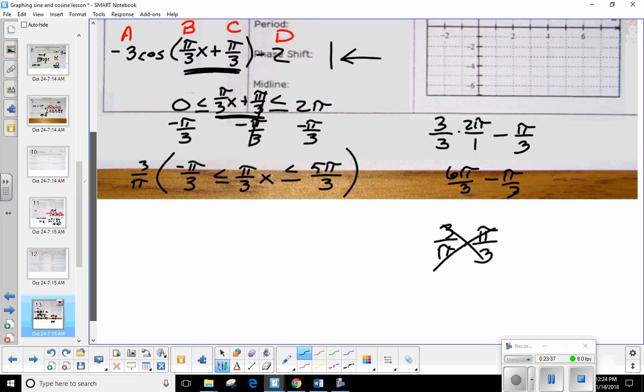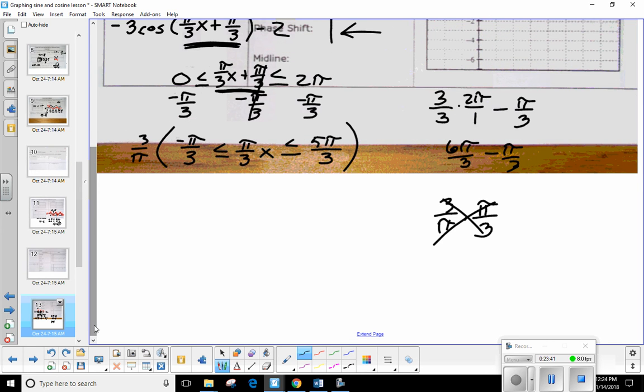We want 1x. But somebody help me out. What's going to happen here? What's 3 over pi times negative pi over 3? Negative 1. There we go. So negative 1 is less than or equal to, well, I just showed you those are going to cancel as well. There's your 1x, less than or equal to, now let's think here. 3 over pi times 5 pi over 3. That's just going to be 5, because the 3's cancel, the pi's cancel, I'm just left with 5.